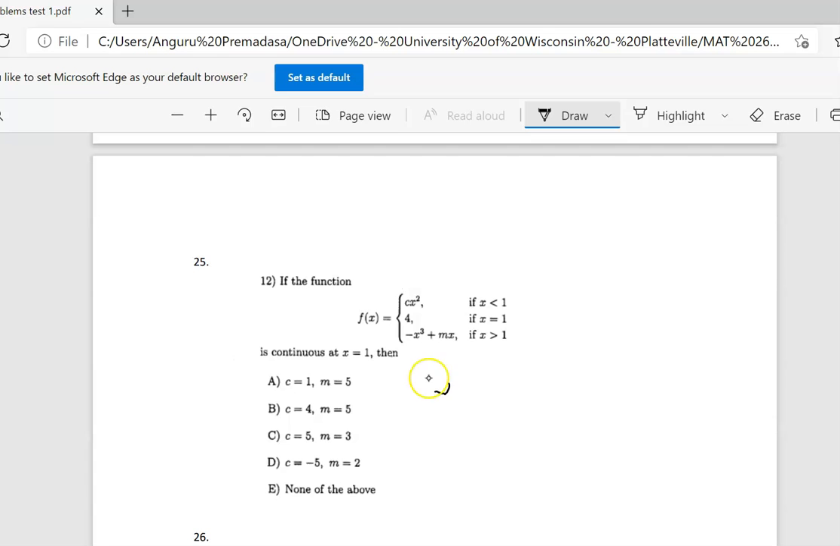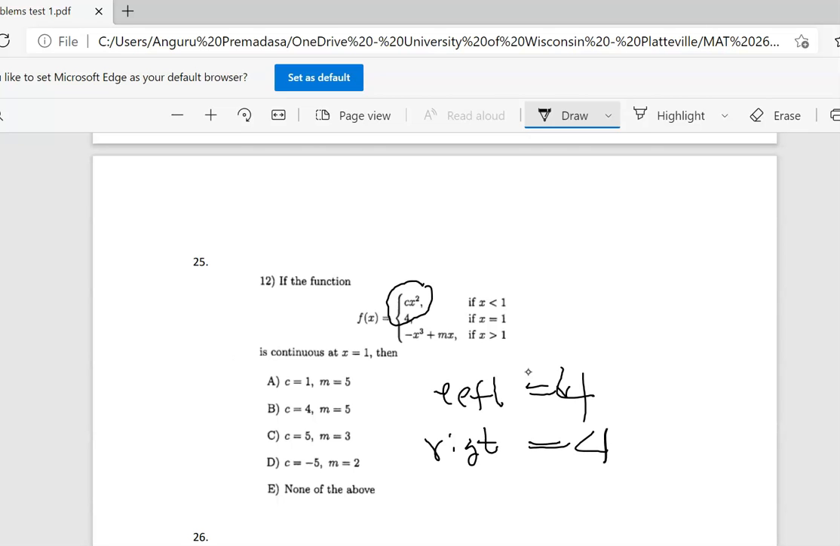So you want to set the left limit, which is the top branch, equal to the right limit. One equation will be that the left limit has to be equal to 4. The other equation will be that the right limit has to be equal to 4. The right limit is this, and this is the left limit, so they have to be equal to 4 as x goes to 1. Then you get two equations, and when you solve those equations, you can find C and M.